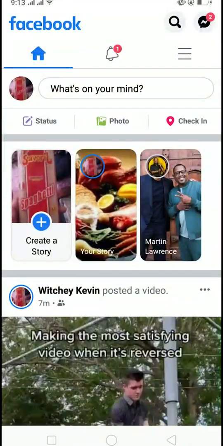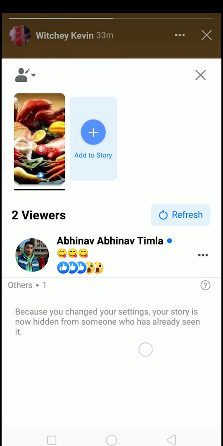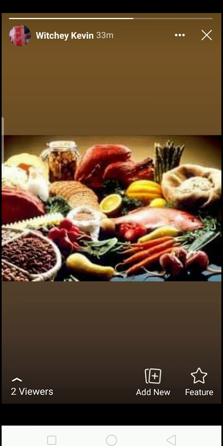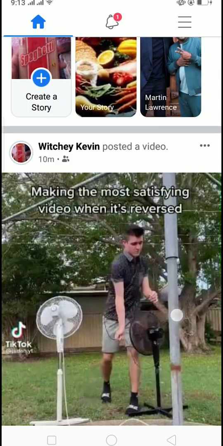But if you post a story, then it's a completely different thing. In a Facebook story, you can see who reacted to your story and who are the people who viewed it, and the number of views. So my Facebook story has 2 views over here and a reaction from one of my friends over here. So you can only view the number of views in your story but not in a normal Facebook post.